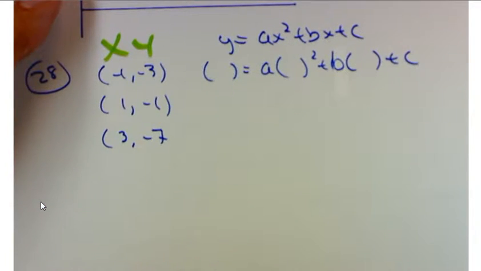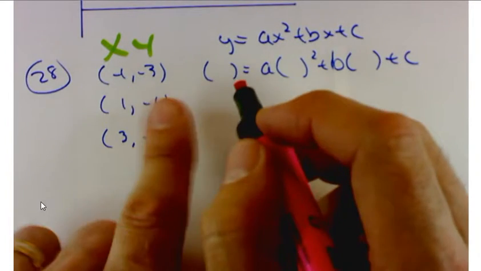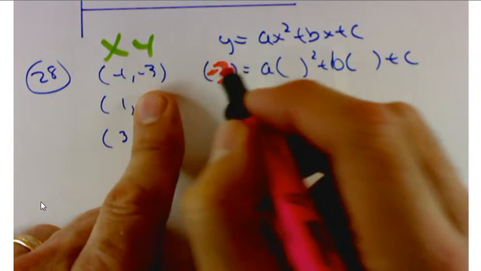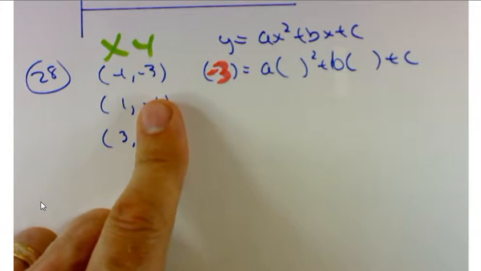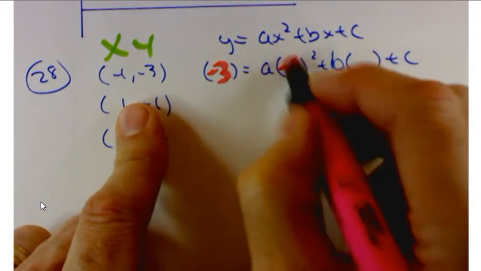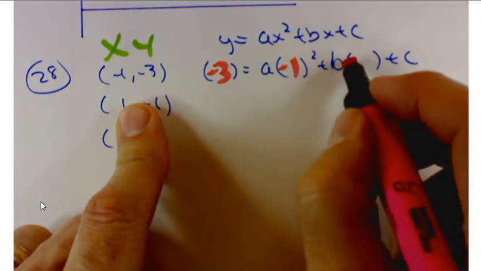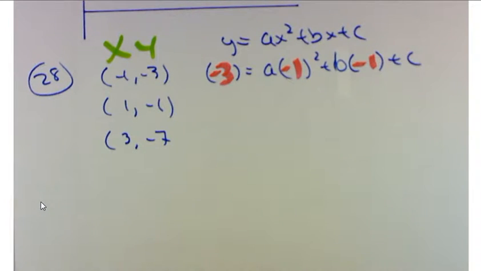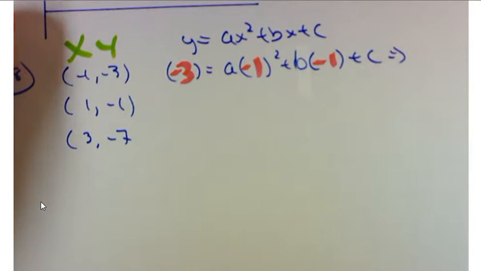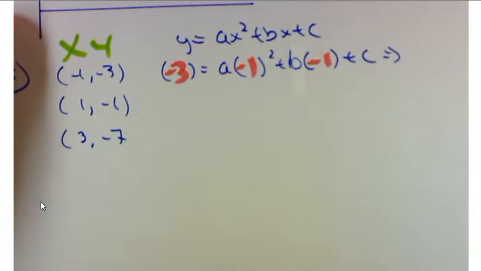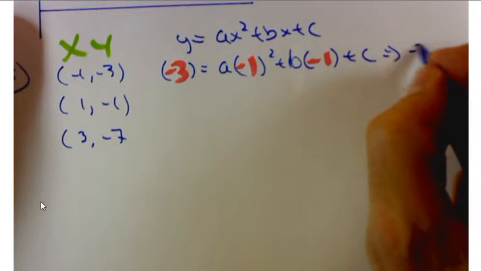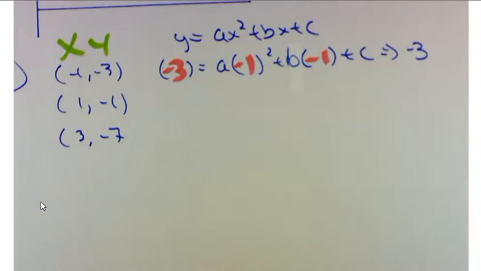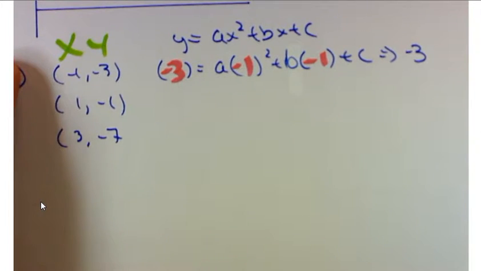So I'll get y, and the value for y is -3, equals -1 squared plus b times -1 plus c. Let's see if we can't simplify that equation. Nothing's going to happen on the left-hand side. You just get -3. But how about the right-hand side? Does that simplify it to anything?